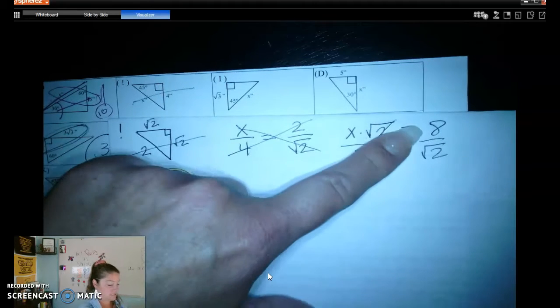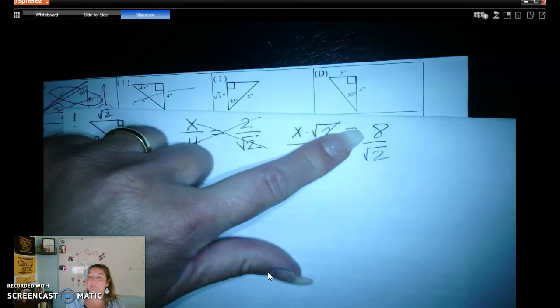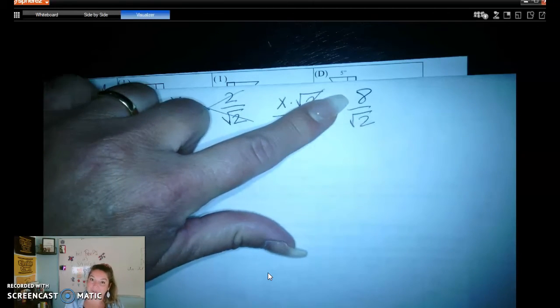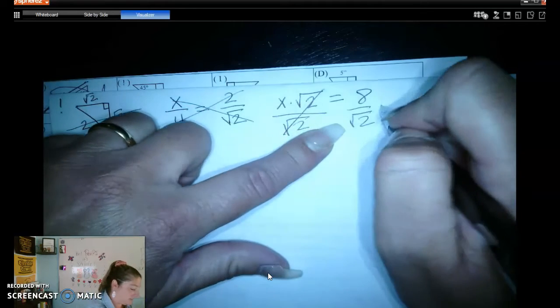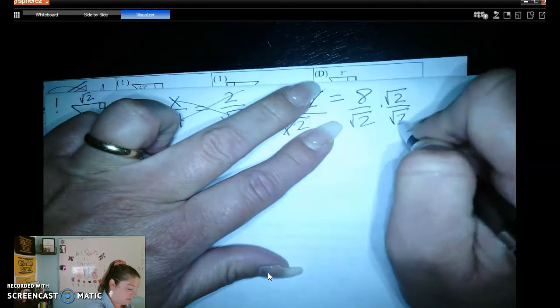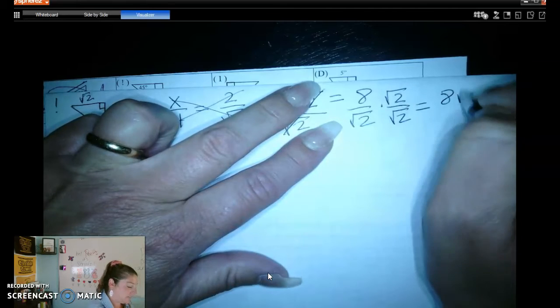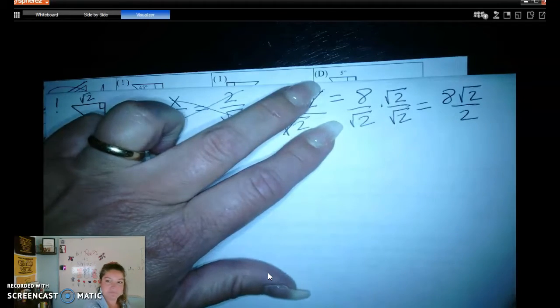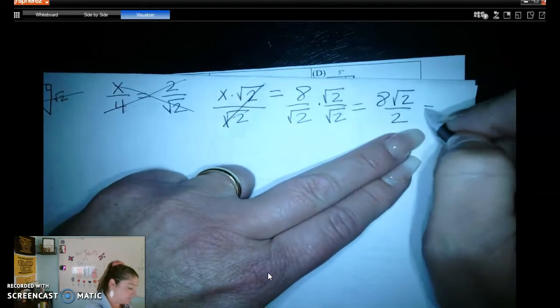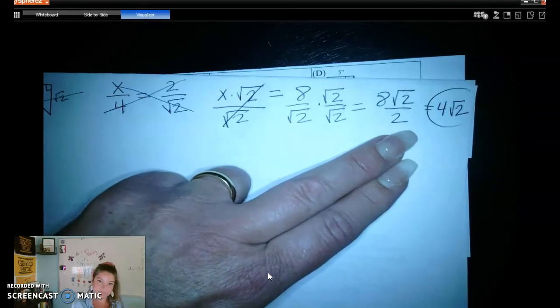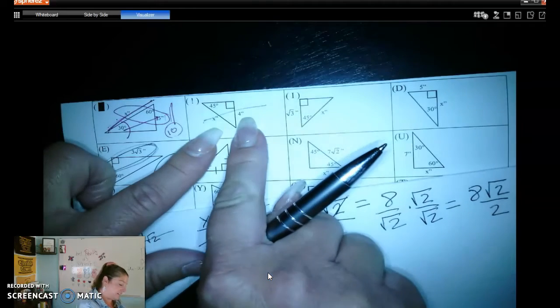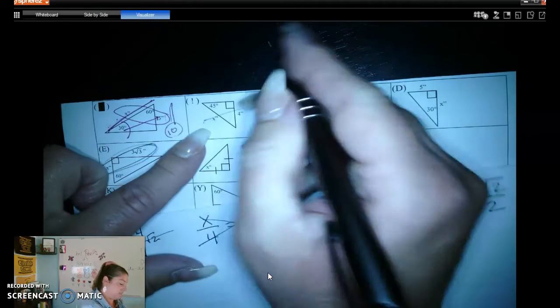Now, here's the method to the madness. This is why we spent all this time doing these radicals, right? You're not allowed to have a radical in the denominator. So we have to rationalize the denominator. So this becomes 8 root 2 over 2. 8 divided by 2 is going to reduce to a 4 root 2. Okay, so for the exclamation point, if this side is 4, this side over here is 4 root 2.